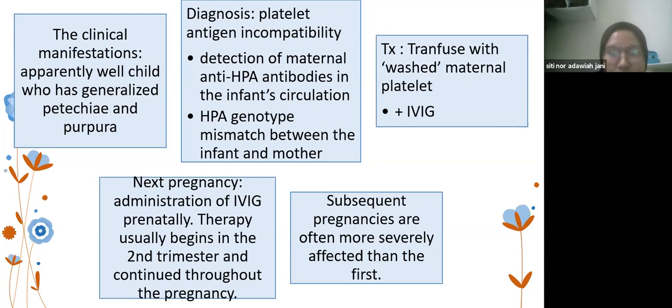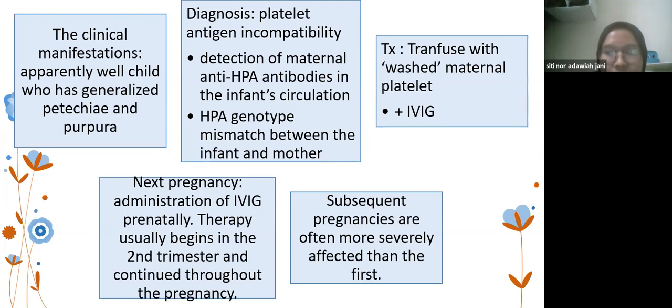Okay, the clinical manifestation of the baby: the baby is a well child, which means the baby has no underlying infection, but has generalized petechiae or purpura due to thrombocytopenia or low platelets. The diagnosis of NAIT is made by demonstrating platelet antigen incompatibility between the mother and the neonate. This can be done in two ways: first, detection of maternal anti-HPA antibody in the infant circulation, or HPA genotype mismatch between the infant and the mother.